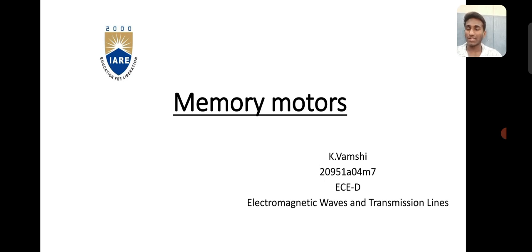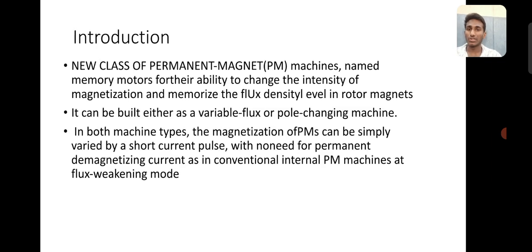Today I want to discuss memory motors as a concept topic under the subject electromagnetic waves and transmission line. Coming to the introduction, these are also called permanent magnet machines, considered for their ability to change the intensity of magnetization in the field machines and memorize the flux density level in rotor magnets.